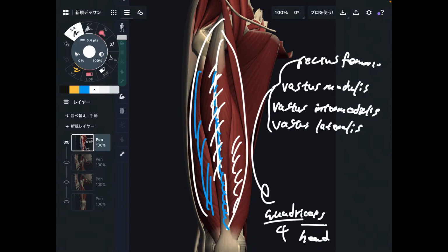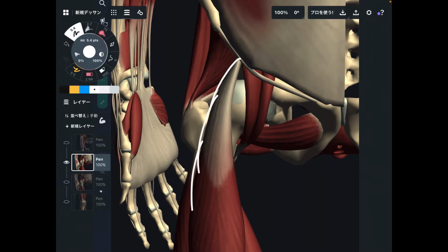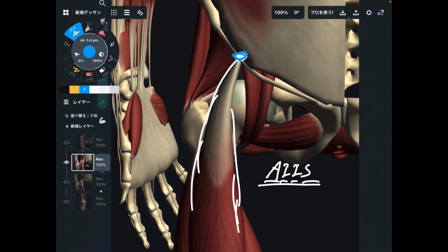Now let me explain their origin and insertion. Let me explain rectus femoris first from a closer view. This muscle is kind of an exception among the four muscles. Why is that? Because the origin of this muscle is from the pelvis. Yep, pelvis. You don't see that, but it is about here. This part is the AIIS. AIIS stands for anterior inferior iliac spine. This is a bony bump on the anterior part of the pelvis. Okay, this is very famous.